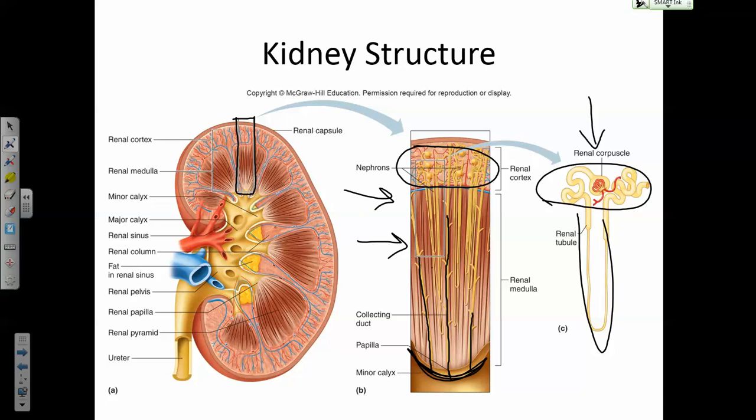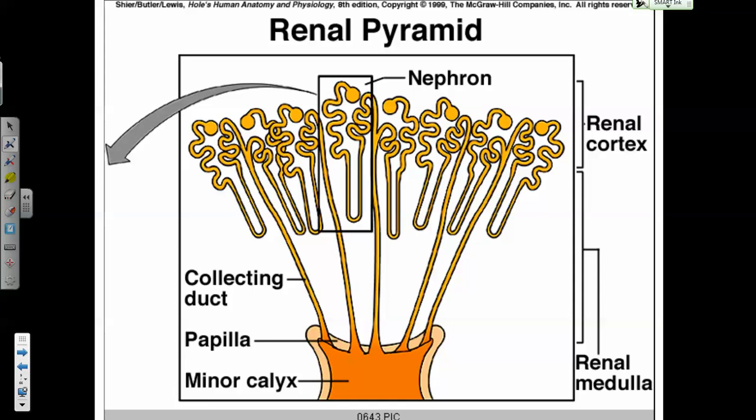You also see there's a very extensive blood supply to the nephron, and that's very important. That's what's carrying blood, a blood supply, in the kidneys. And so we're going to see the blood supply associated with each individual nephron as we get on into this chapter.